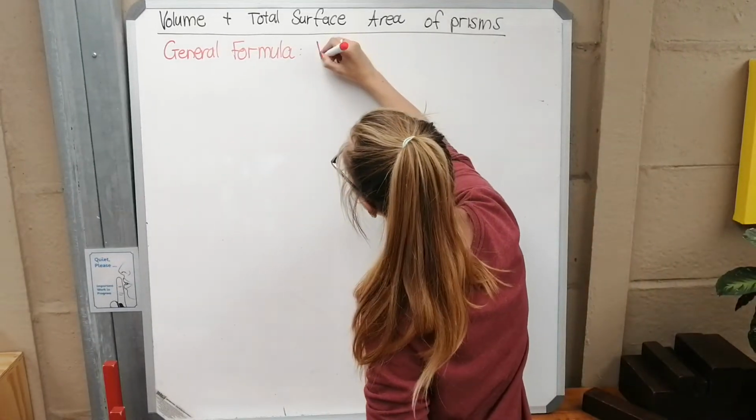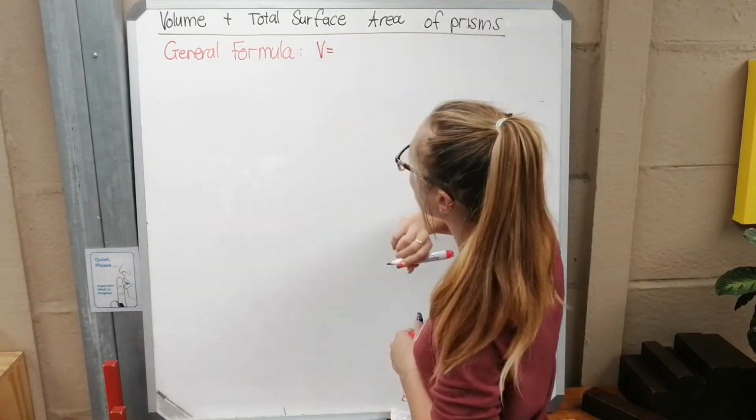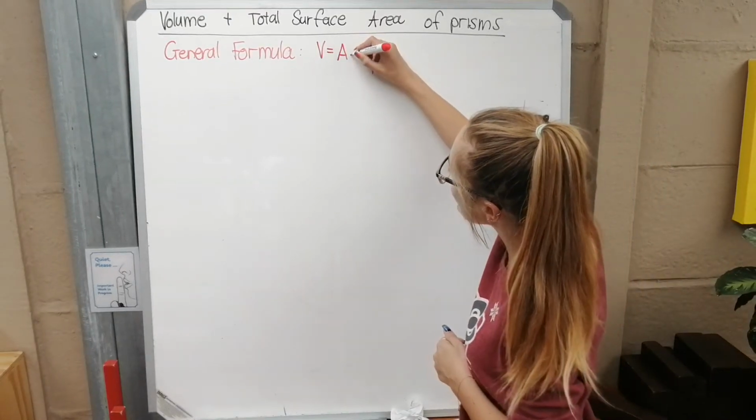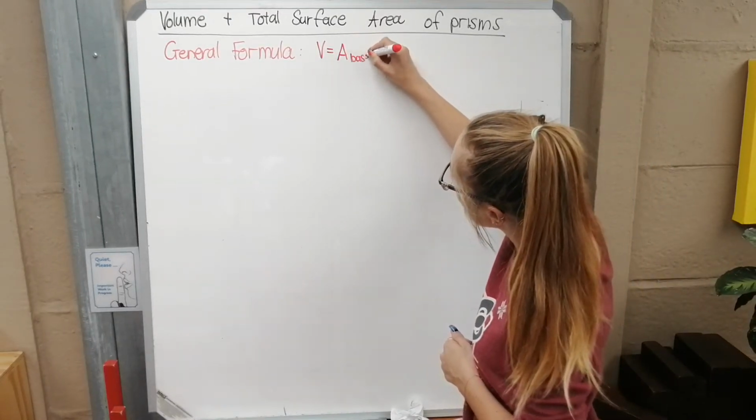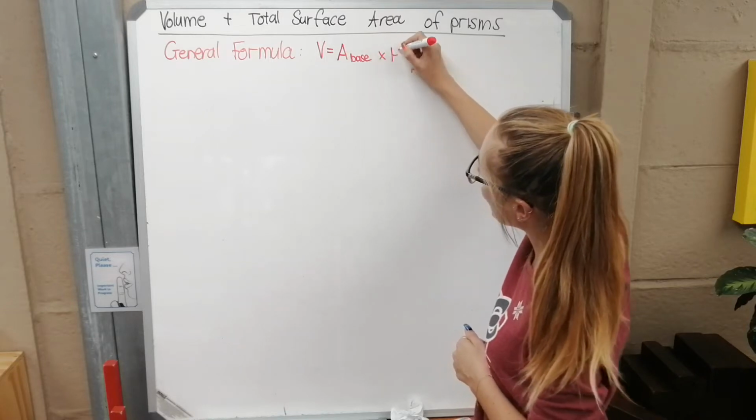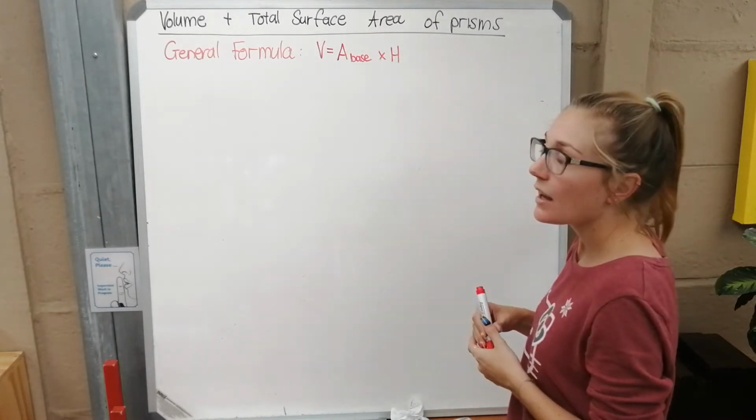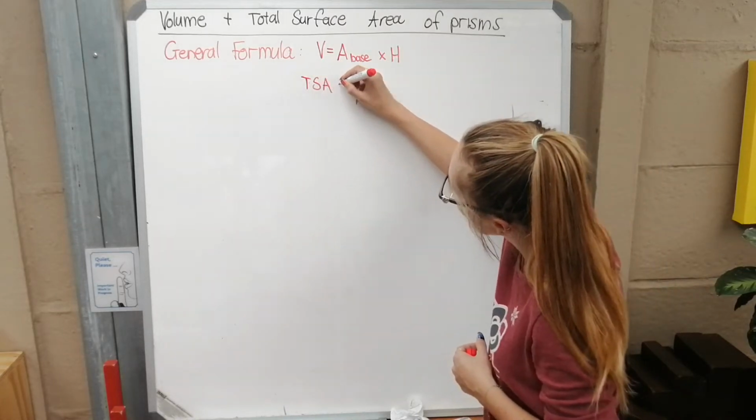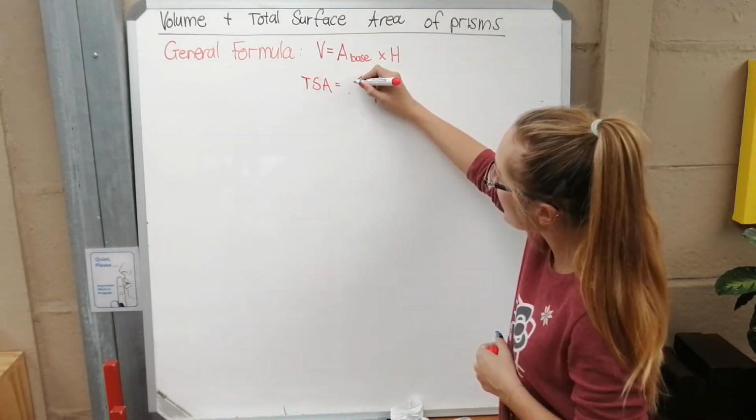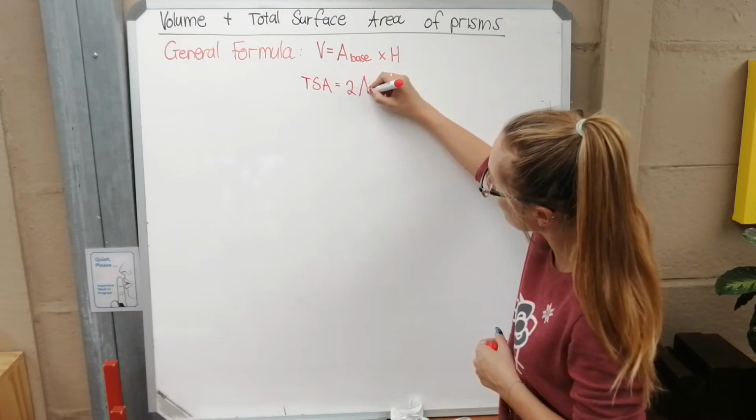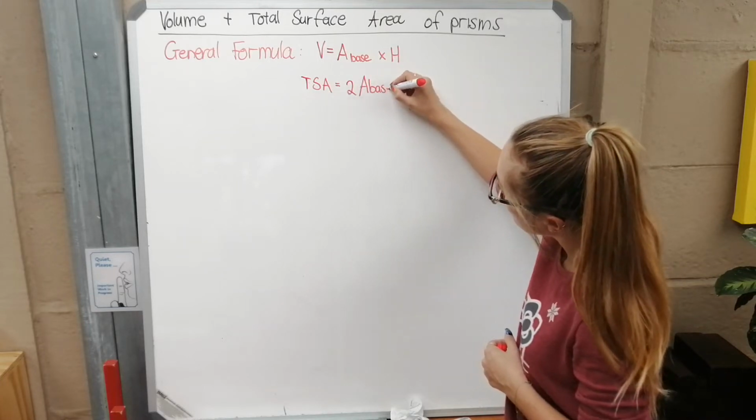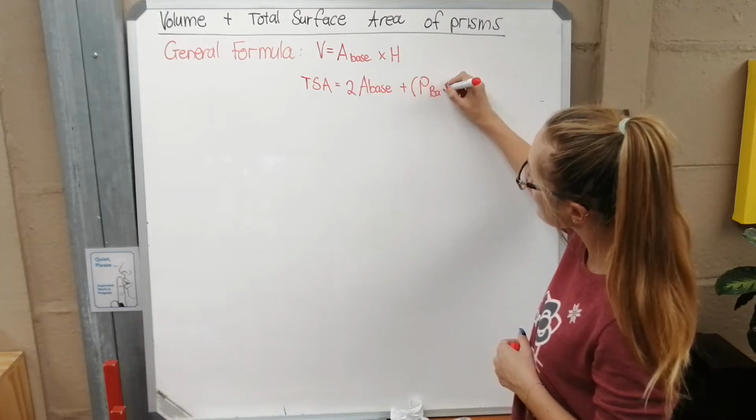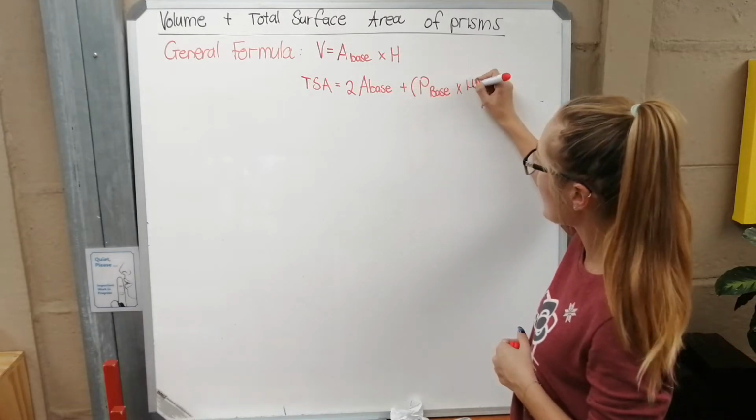So for volume, the general formula for volume is that the volume of a shape is equal to the area of its base multiplied by its height. Okay, and the total surface area of a shape is equal to 2 times the area of the base plus the perimeter of the base times height.